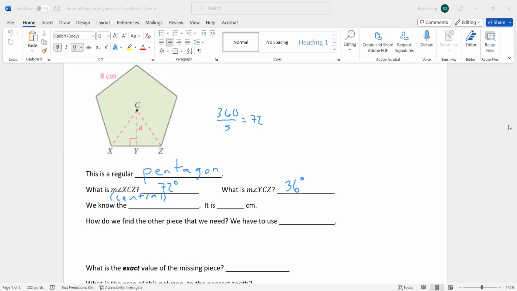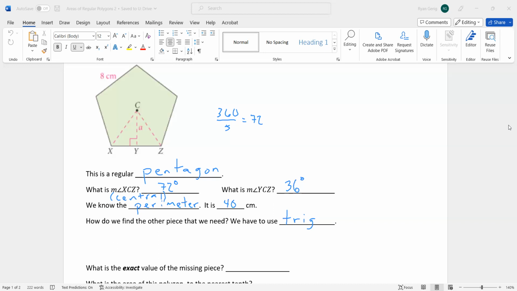We know the perimeter, or we can figure out the perimeter very easily. Go ahead and try and fill that in. It is 40 centimeters, 8 times 5. How do we find the other piece, the apothem? We have to use trig. If you looked at the learning target, you knew that, but here we go.